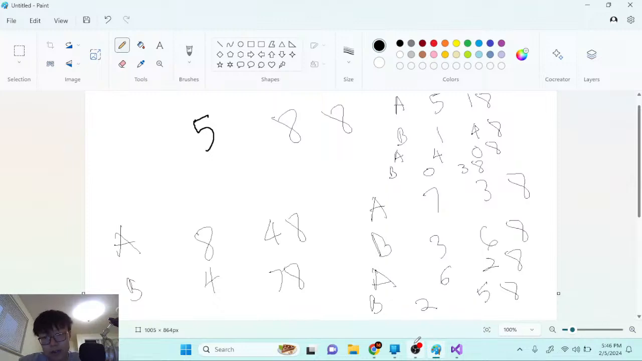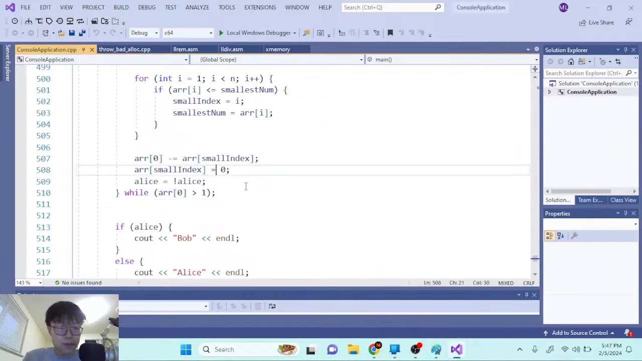Alice's turn hits 0. Alice loses, Bob wins. So Bob wins. Okay, so in this case, if the smallest is larger than it, then we just subtract a0 from the smallest term. So we just set this to be 0, and then the smallest one gets set to the smallest minus that one. Okay, so yeah.